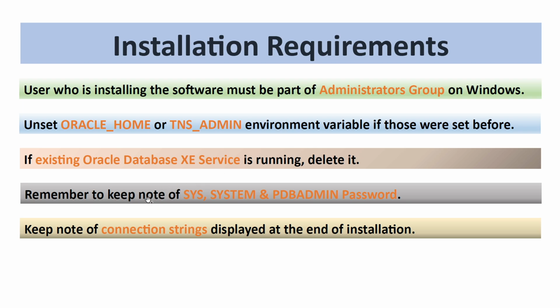During the installation, it will prompt you for the password of sys, system, and PDB admin. Keep a note of that password, which you will use at a later point in time. It's the same password for all these three accounts, so sys, system, and PDB admin will use the same password. Now at the end of the installation, it will give you a connection string. Keep note of that connection string, which will help you to connect to the Oracle database once the installation is completed.